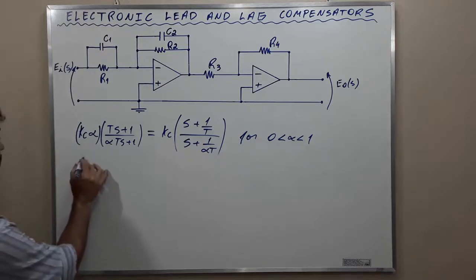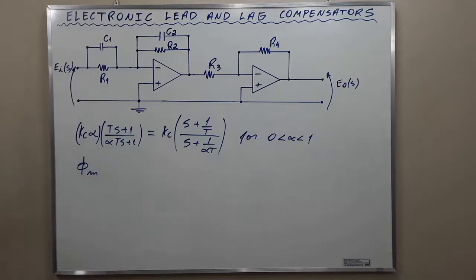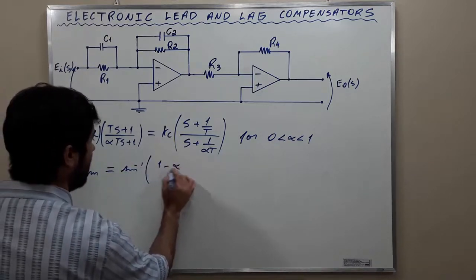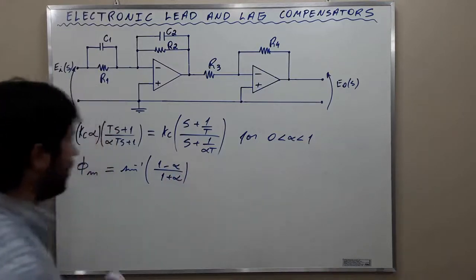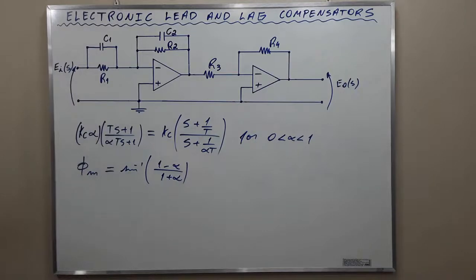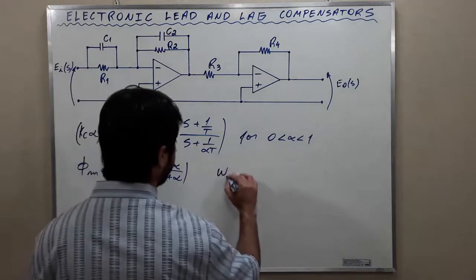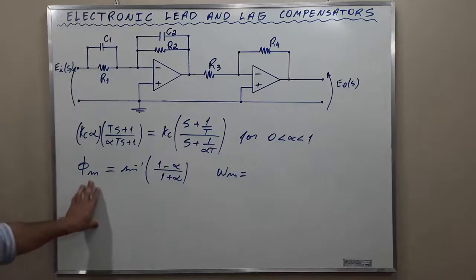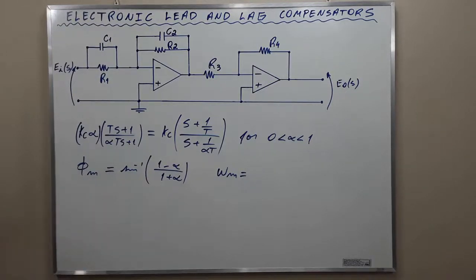The maximum phase lead is this angle here. We want to know the maximum phase lead provided by this compensator. The maximum phase lead is, by definition, the inverse sine of 1 minus alpha over 1 plus alpha. Okay? This is the maximum phase lead. And Wm is the frequency at which the maximum phase shift occurs. Okay? We are calculating the maximum phase lead or the maximum phase shift provided by the lead compensator. And the maximum phase shift or maximum phase lead is this angle here, which is the inverse sine of 1 minus alpha divided by 1 plus alpha.